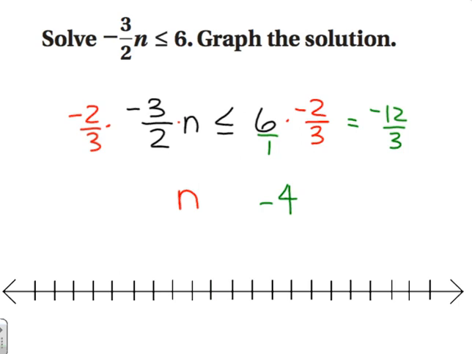And because I multiplied both sides by a negative, I'm going to flip my inequality. Instead of less than or equal, I'm going to use greater than or equal. So I get n is greater than or equal to negative 4. So we'll number negative 4, negative 5, negative 6, negative 3, negative 2. This will be a closed circle, and we will have our line or arrow go to the right. So n is greater than or equal to negative 4.